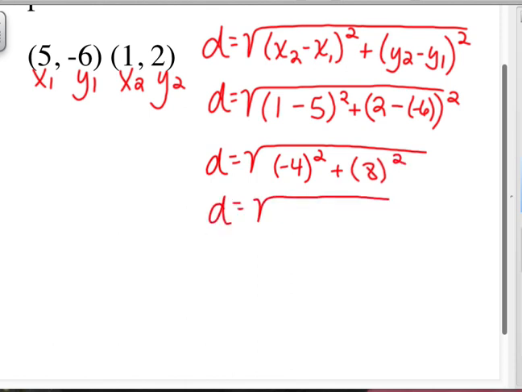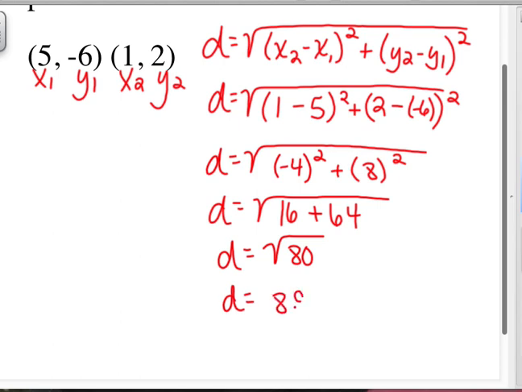Negative 4 times negative 4 is positive 16. 8 times 8 is 64. Add those together. That gives me the 80. And now I need to take the square root of 80. And if I round it, I get an answer of 8.9.